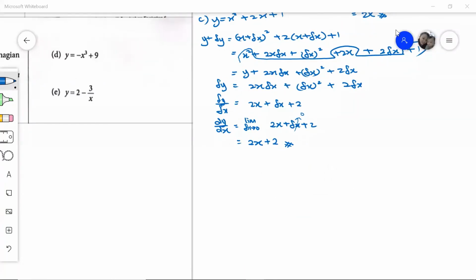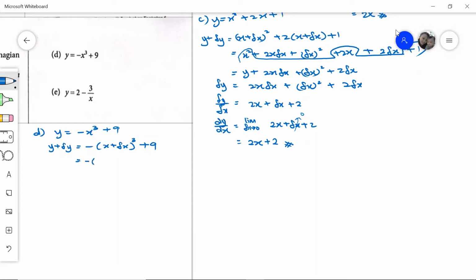Okay, so dy equals to negative x cubed plus 9. So we take y plus delta y equivalent to x also experience the small changes, cube plus 9. Okay, expand the cubic expression.